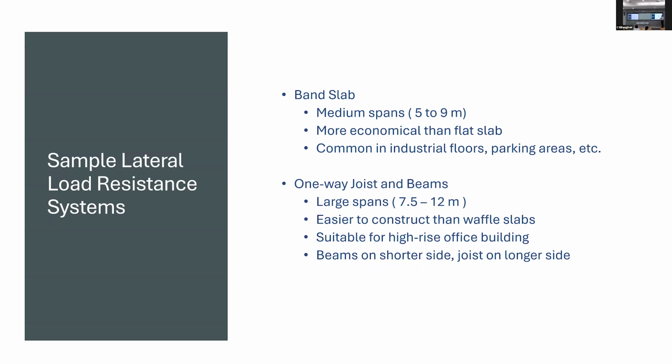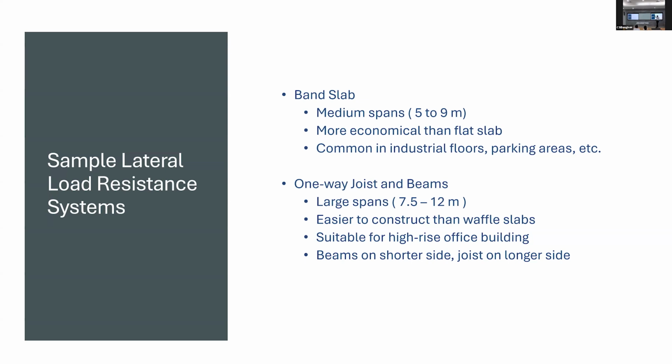Band slab is a kind of beam slab, but the beams are very shallow and wide, so they are more like stiffeners in the slab. It's like a flat slab with a stiffened portion for the column strip, just to reduce the thickness of the main slab further. So band slab is quite popular. Medium spans, more economical, common in industrial floors and parking areas. You will see it mostly in parking areas because of the height clearance.